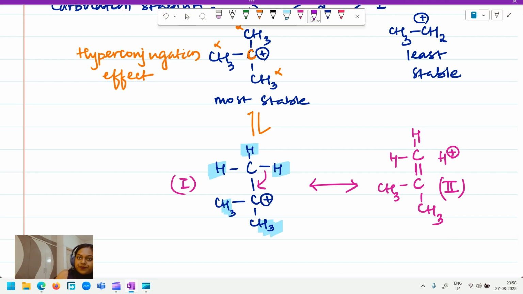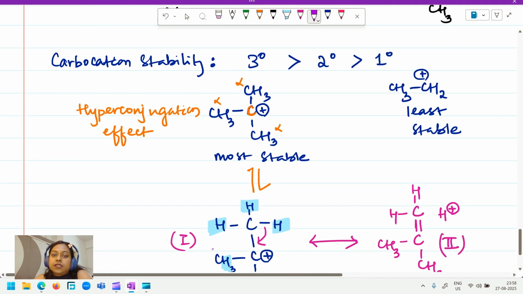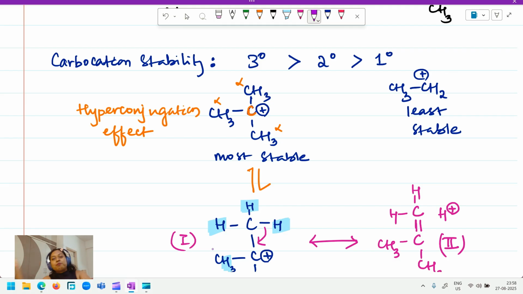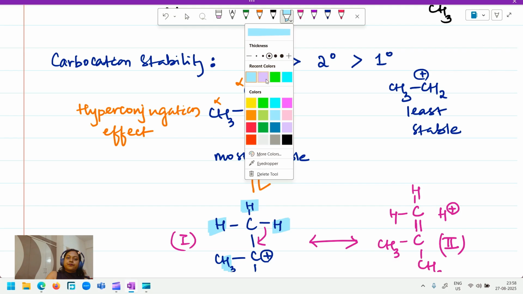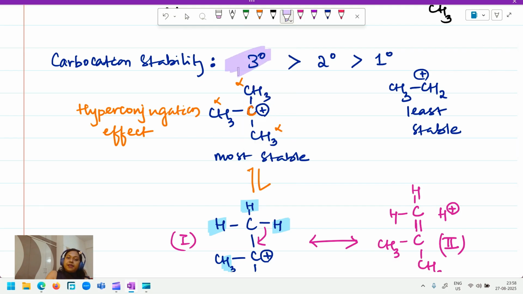For a tertiary carbocation, how many hyperconjugating structures are possible? Since there are nine alpha hydrogens, nine hyperconjugating structures with each hydrogen are possible, which makes it super stable. Get the point? Yes, it's more like resonating structures. So the more the number of hyperconjugating structures, the more the stability. All good so far? So this is what makes tertiary carbocations most stable.